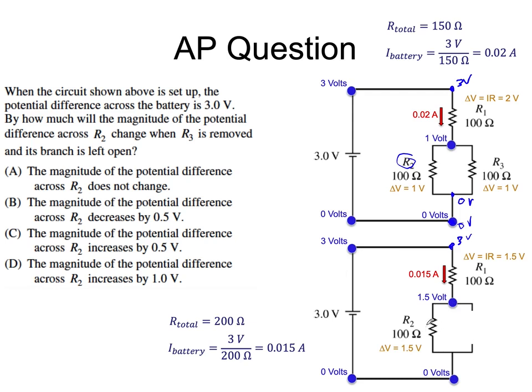And yes, we could also work it out from the current here. We also know the current through this has to be 0.015 amps. Times that, we could have figured out the voltage drop that way as well from the beginning. So what happens to the magnitude of the voltage across R2? It increases by 0.5 volts.